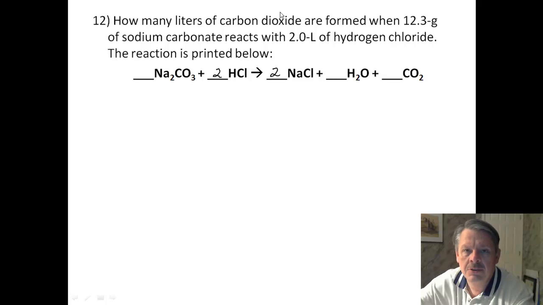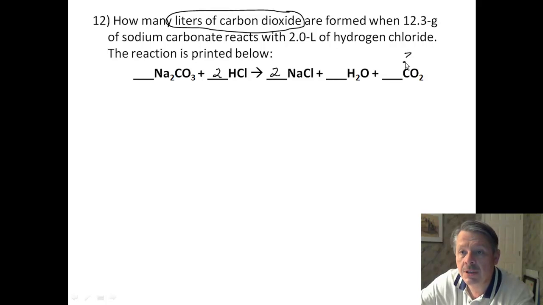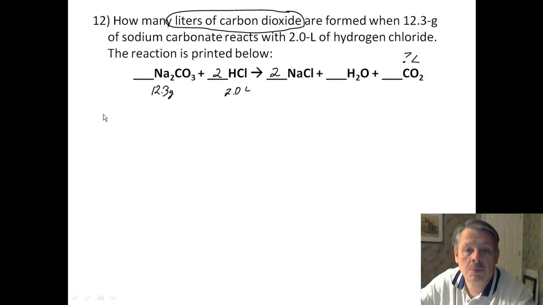How many liters of carbon dioxide? So that's what my target is, liters of carbon dioxide. So it's asking for these in liters are formed when we have 12.3 grams of sodium carbonate. Well, that's this one. 12.3 grams of sodium carbonate and 2.0 liters of hydrochloric acid. All right, so this means I have to do a stoichiometry problem, and I have to do it twice.